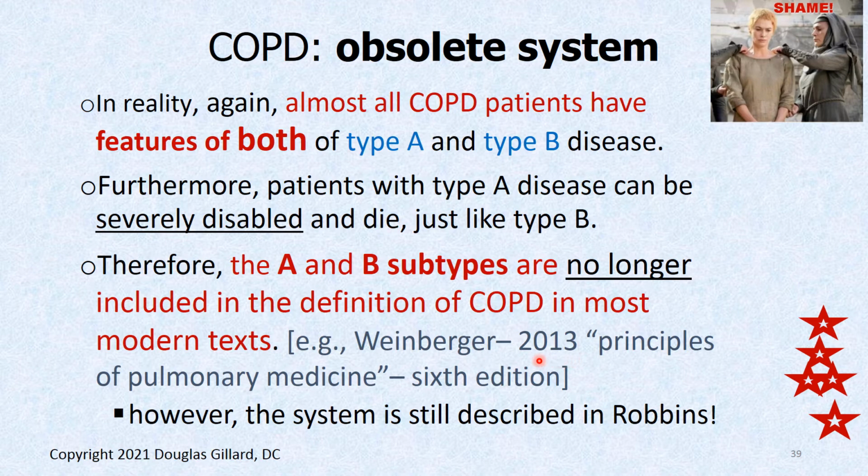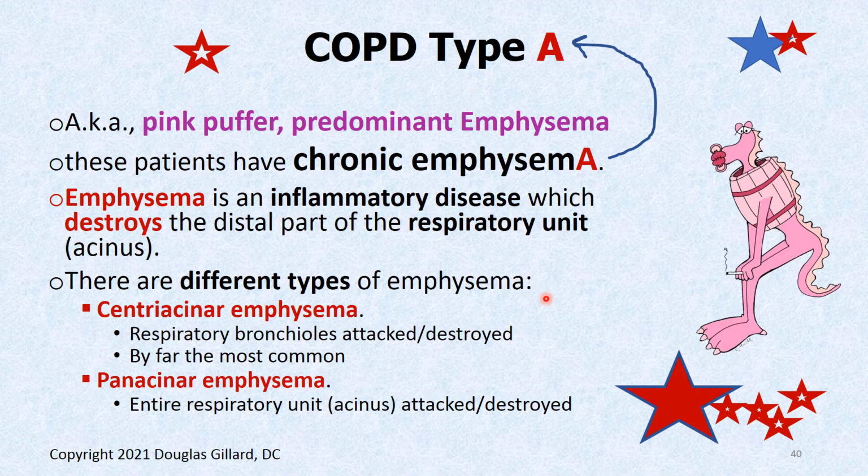Way back in 2013, Weinberg, which is a pulmonary medicine book I absolutely love, 6th edition, got rid of this classification, the pink puffer and the blue bloater. But nevertheless, I have to teach you because it's on boards. So the pink puffer is COPD type A, sometimes called predominant emphysema. These patients have emphysema. How do you remember that? Type A stands for emphysema. Type B is easier, bronchitis.